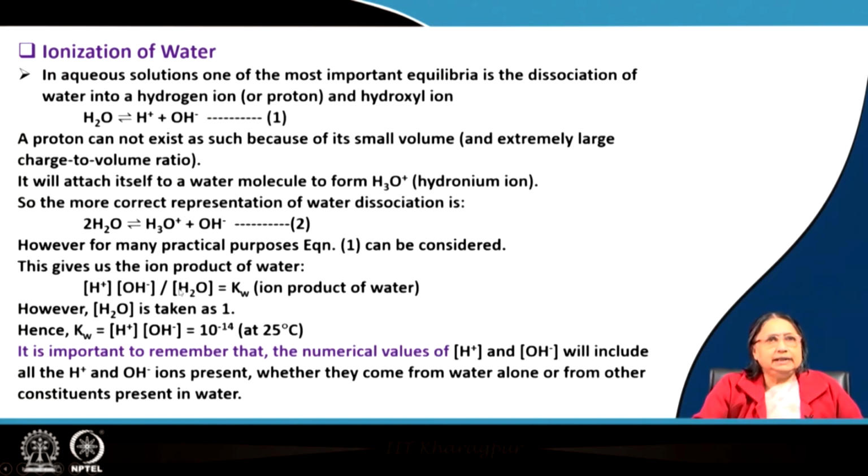Now, it gives us the ion product of water. We know that from the equilibrium expression we get the equilibrium constant, and the equilibrium constant is expressed in the case of water as Kw.